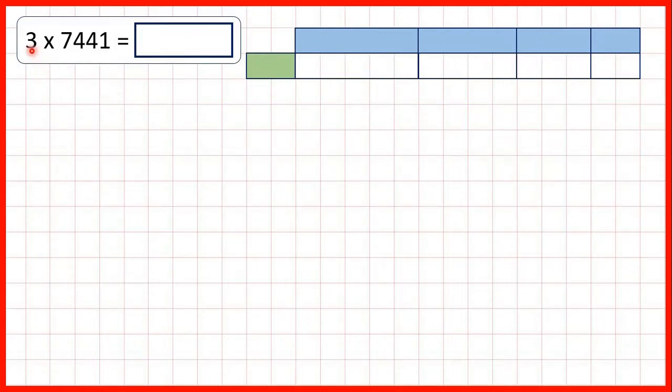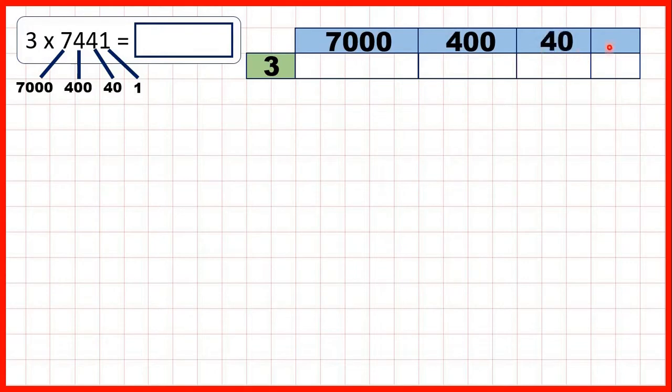Now let's try 3 times 7,441. We need to partition our 4-digit number. So that's 7,000, 400, 40 and 1. So now we can write the single-digit number on the left and the partitioned number on top.